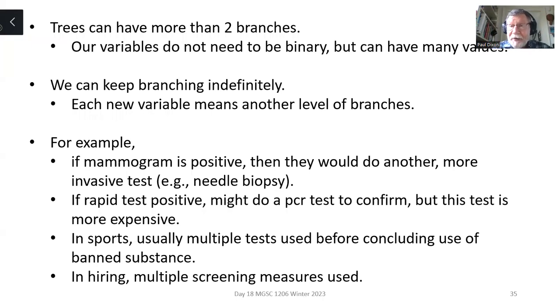If you got a positive test, like with a rapid test, you were encouraged to go on and get a PCR test, which is more accurate than the rapid test. Not perfect, but it's more accurate. And you could have successive tests. So it's like using multiple variables to make your prediction. You'll make better final conclusions by doing it. So we can keep branching a long way, and we can have many branches.